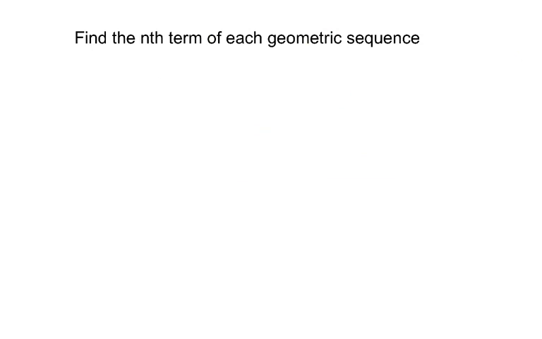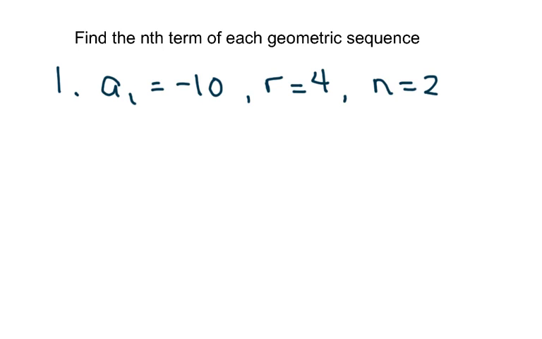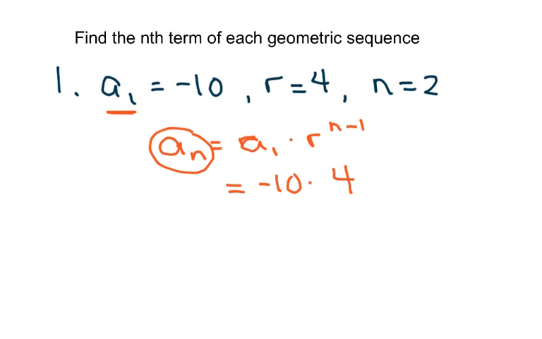All right, so the first set we're going to do is find the nth term of each geometric sequence. My first problem is number 1. I have a sub 1 equals negative 10, and r, my common ratio, is 4, and n equals 2. Since I don't have the previous term here, I just have my first term, I'm going to use the formula a sub n equals a sub 1 times r to the n minus 1. They're looking for that term. So I have negative 10 times 4 to the n minus 1, and that yields negative 40, because this equals 1. Do that part first and then multiply.